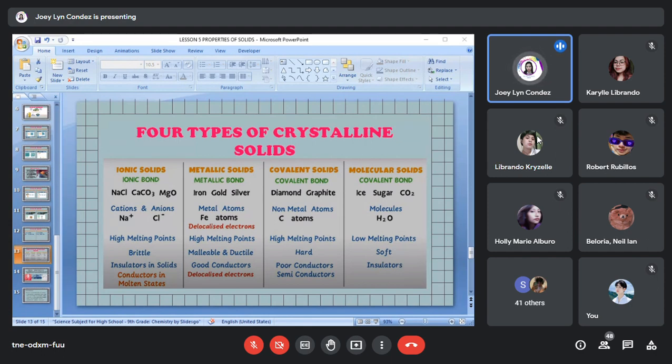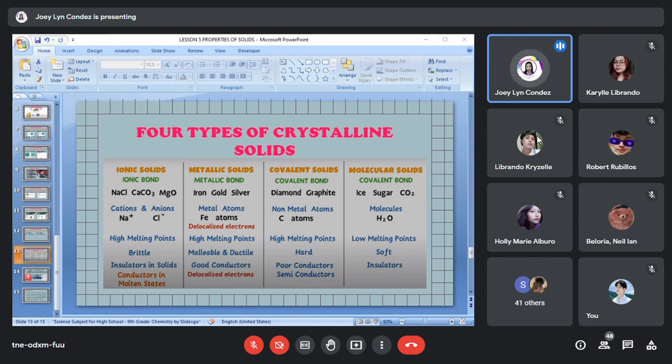Ionic solids are insulators in solid form. Okay, insulators means it's not a conductor of electricity. The electrons cannot flow if they are solid. So remember, sodium chloride can be liquid or solid. But if it is in solid form, it is an insulator. But if liquid form, it can be a conductor. Again, in liquid form or in molten state, they are conductors of electricity. The electrons can flow when they are in molten state. Examples: sodium chloride, calcium carbonate, and magnesium oxide.